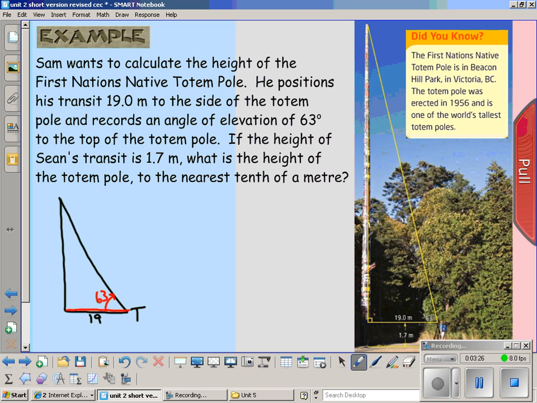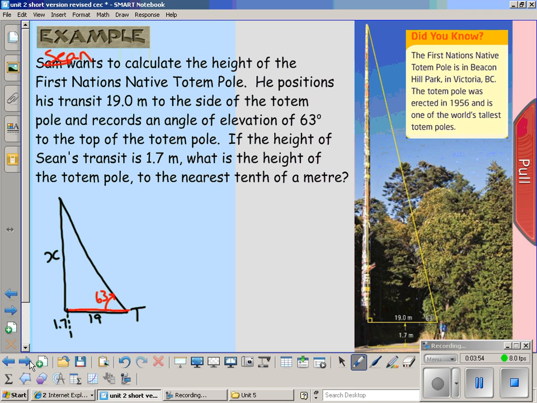We also know that the height of Sam's transit is 1.7 meters. So what that means is his transit is starting 1.7 meters above the ground. So we're going to have to take that into consideration at the end. What we want to determine is what is the height of the totem pole.